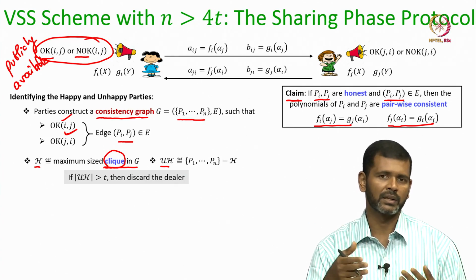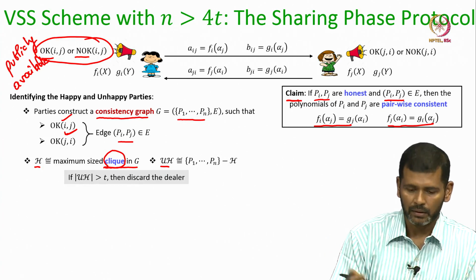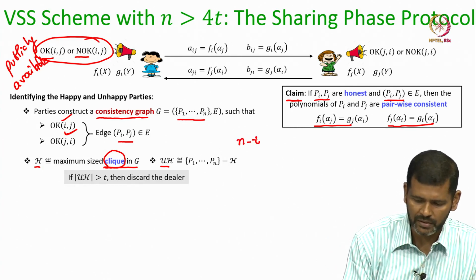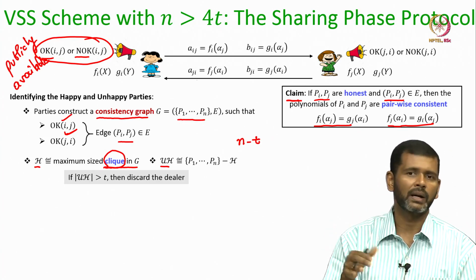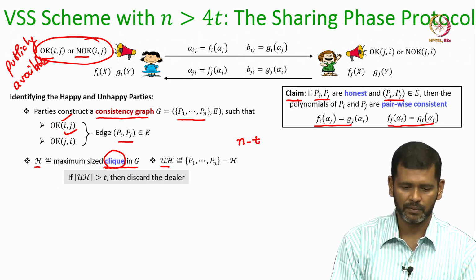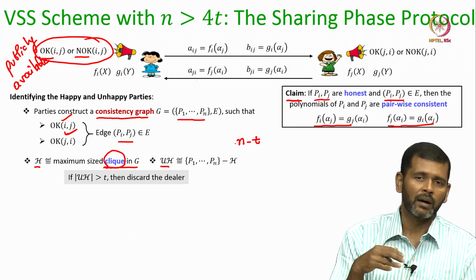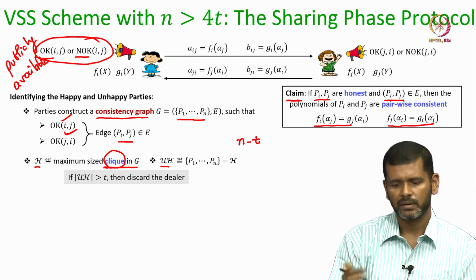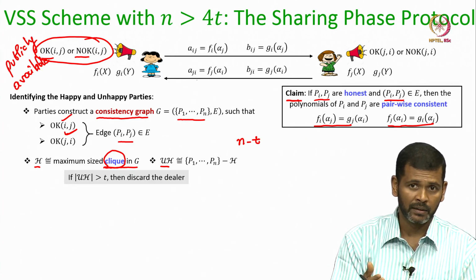They will be broadcasting OK messages for each other, and how many honest parties are guaranteed to be in the system? At least n minus t. That means there could be up to t corrupt parties who may unnecessarily broadcast an NOK message against an honest party. So, what could be the maximum number of unhappy parties if the dealer is honest? Well, no honest party will be unhappy if the dealer is honest.